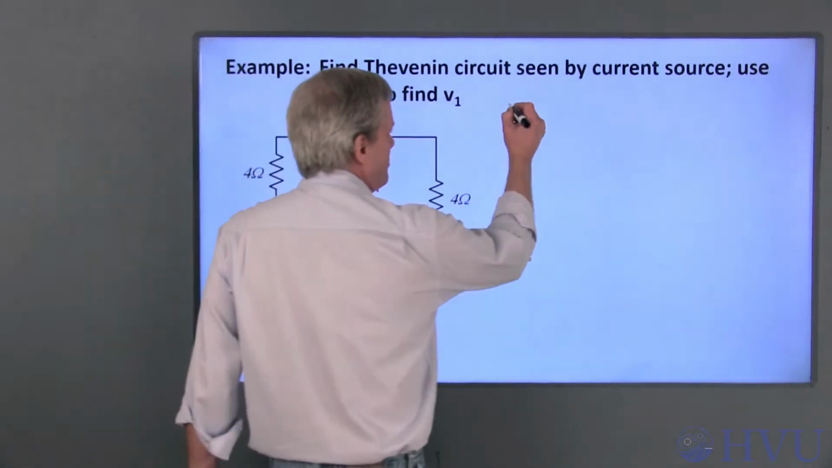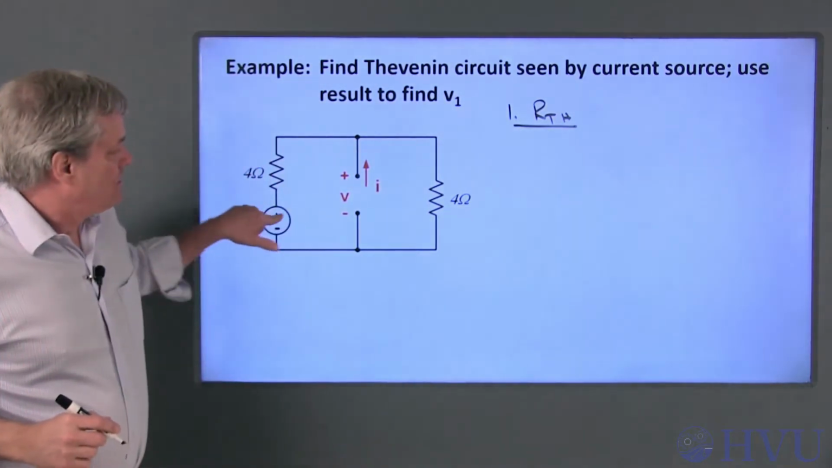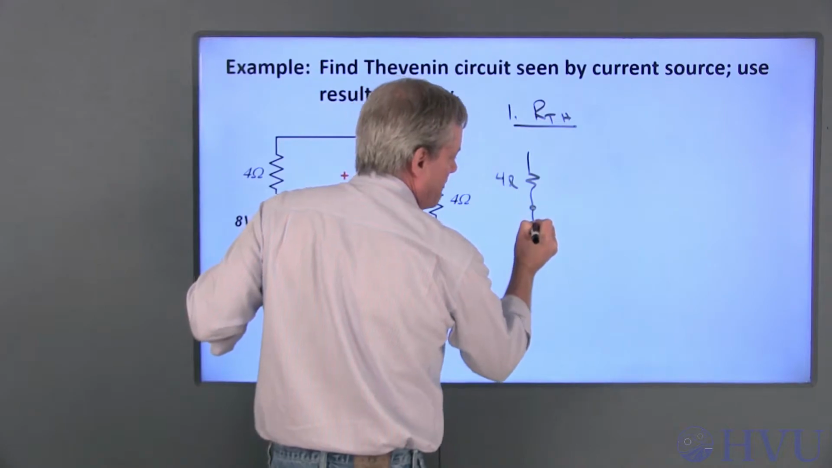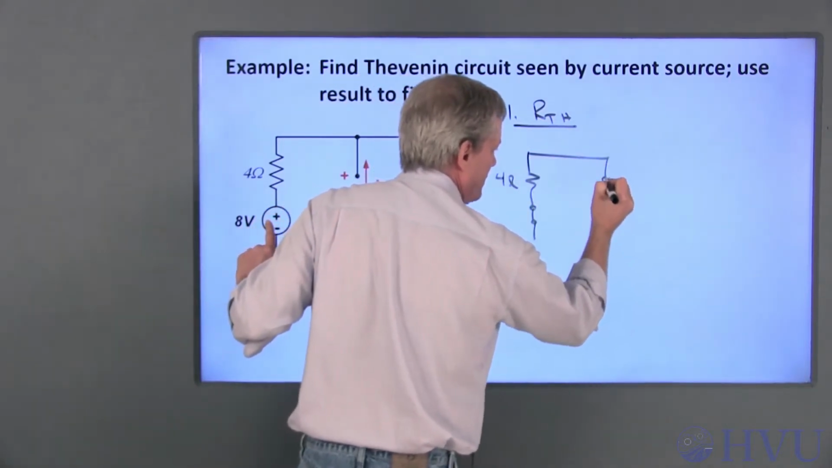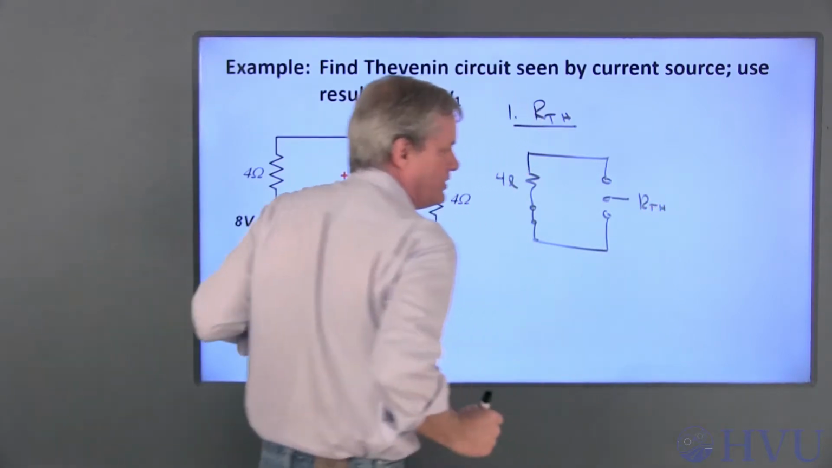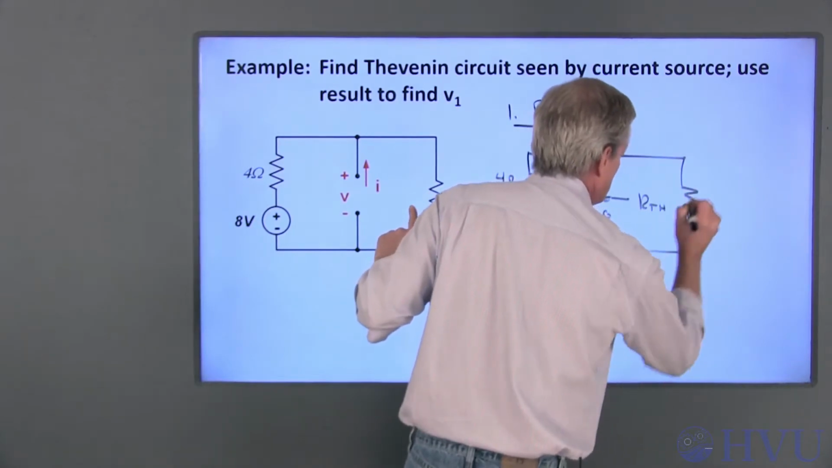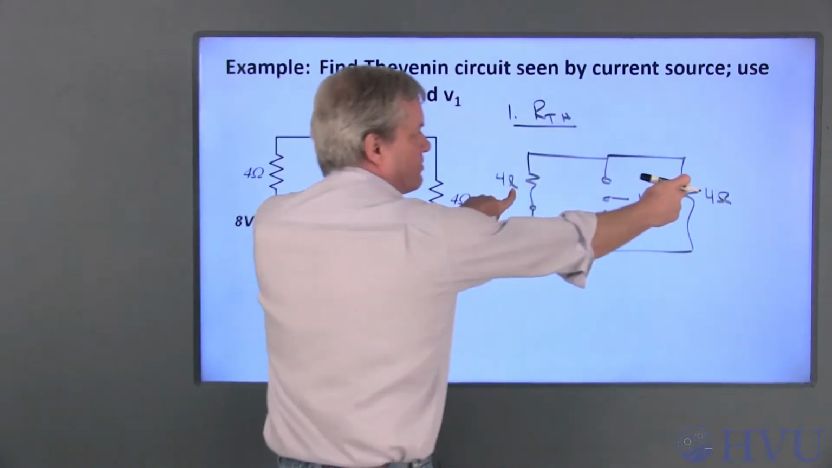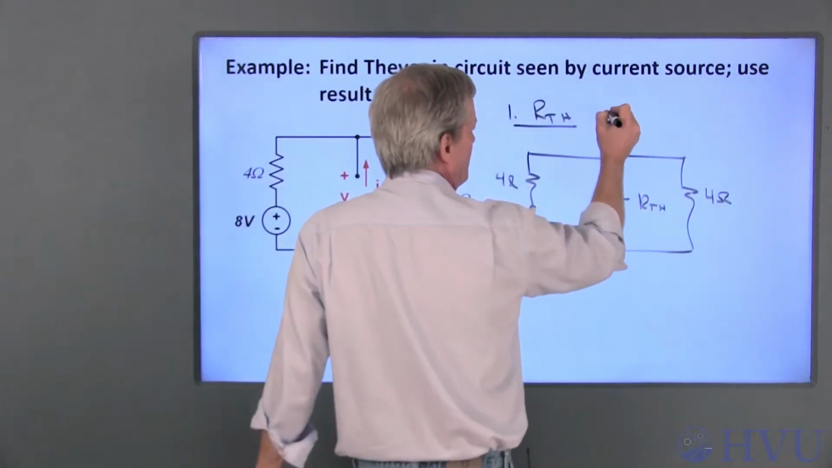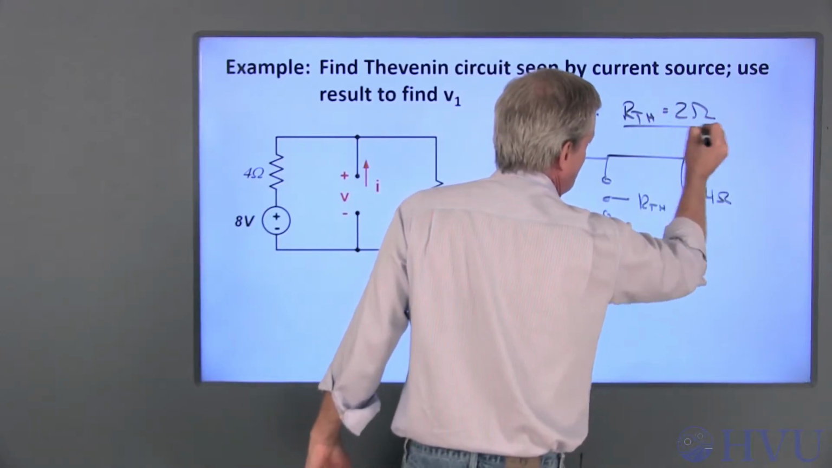First, and rather arbitrarily, I'll calculate the Thevenin resistance RTH. To do that, I kill my source, so I leave this 4 ohm resistor. A voltage source becomes a short circuit. These are the terminals I'm interested in. So RTH is the voltage-current relationship across those terminals. And I need this 4 ohm resistance as well. These two resistors are in parallel. So RTH is 4 times 4 over 4 plus 4. So RTH is equal to 2 ohms.